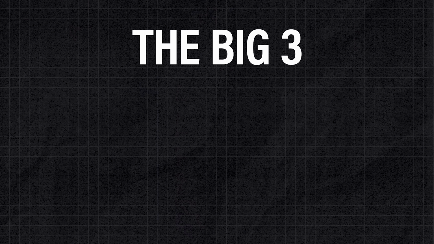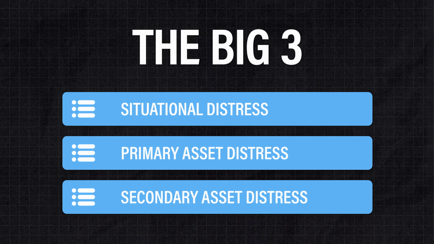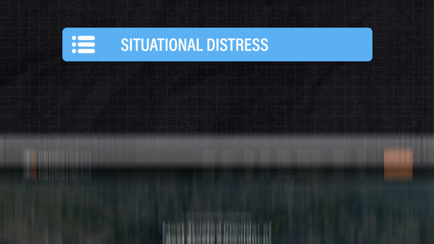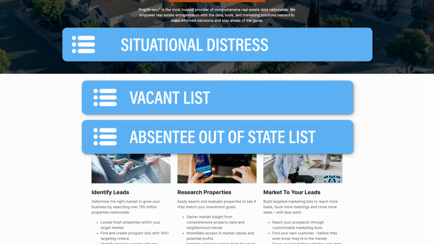So what we're going to do if we're looking for developments, fix and flips, wholesale deals is look for the big three, I call it: situational distress, primary asset distress, and secondary asset distress. The situational distress could be pulling a list from somewhere like PropStream, and that could be buying a vacant list or an absentee out-of-state list. Those are lists where someone owns an asset and they don't live in that asset. That's a really good signal of potential distress for us.